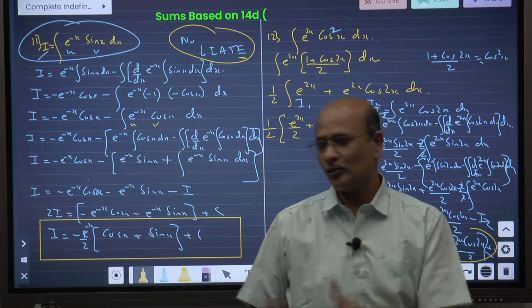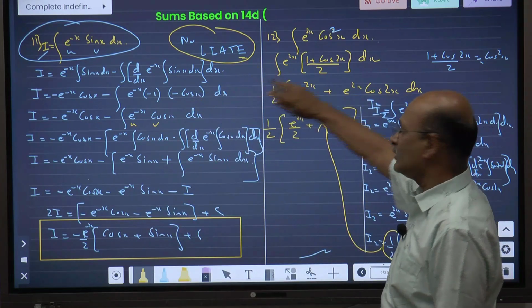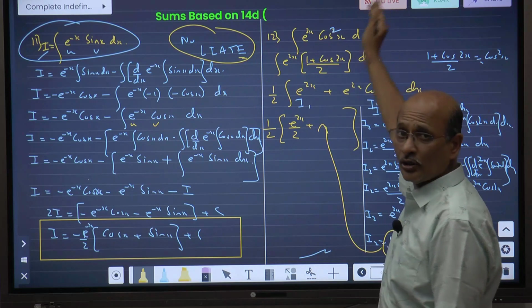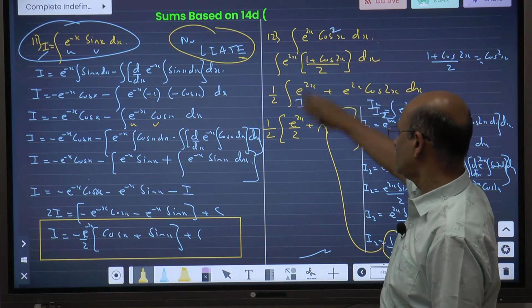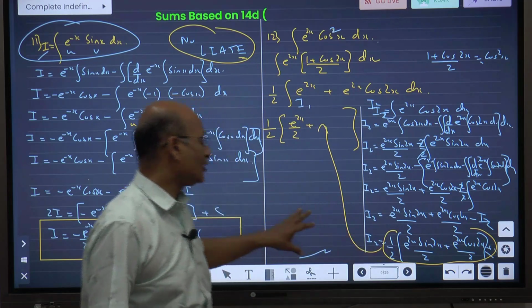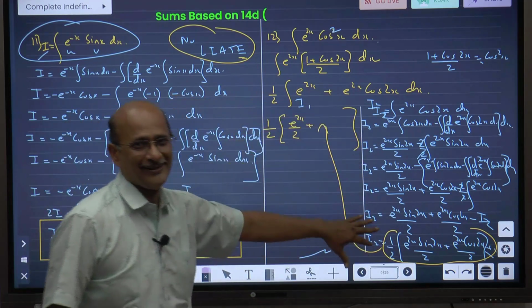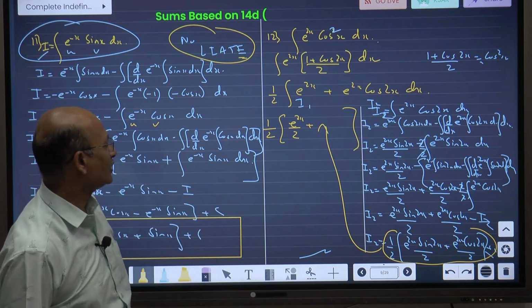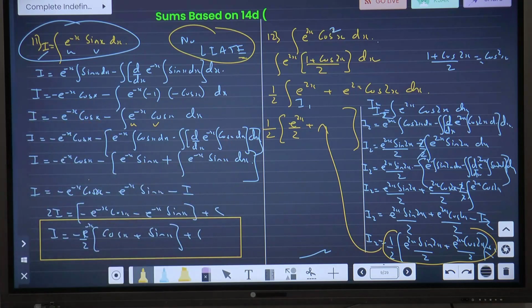Two variations I showed you. One is e raised to x sine directly, one is e raised to x but cos square. So I just applied this trigonometric formula and then converted it. Then I was in a comfortable zone solving this out, but not comfortable in putting this on the screen. So just make a note of it, children. Pause and note it down and understand what we did. This is nothing but 14D. Just have a look. Understanding techniques is important.